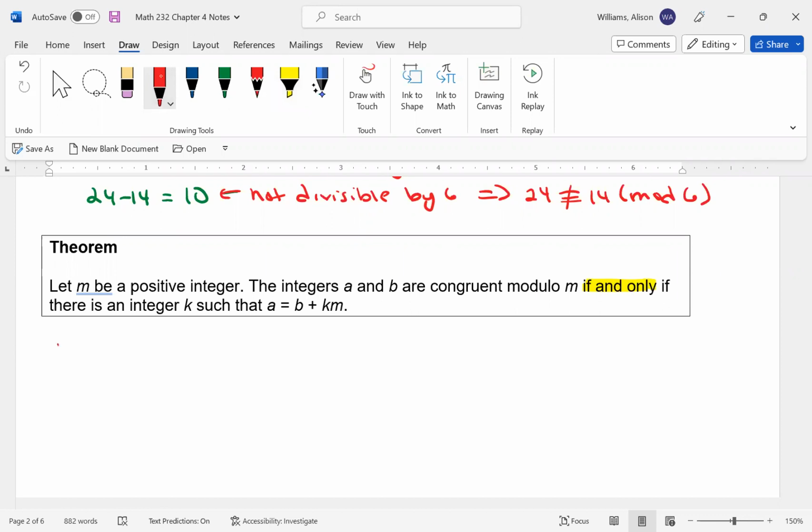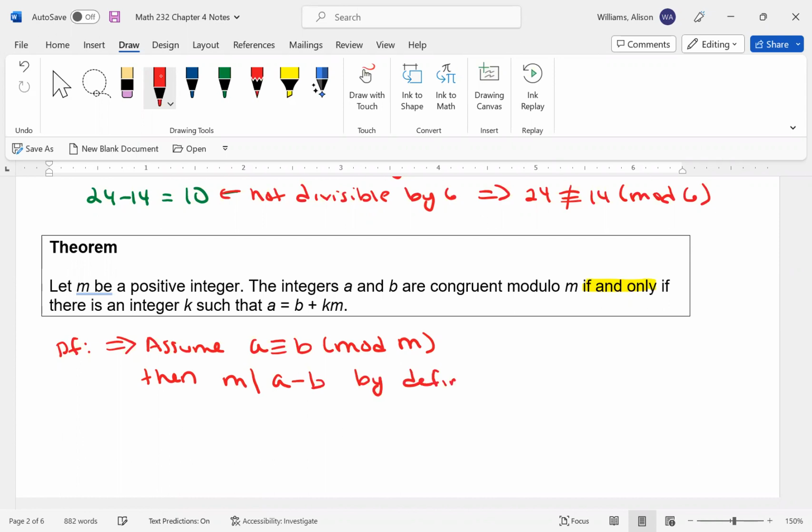When I set this up, for ease, I'm going to show the direction I'm working. So I'm going to start with the first statement and prove the second statement. I'm going to start by assuming A is congruent to B mod M. All right. Now, based on the definition, M divides A minus B by definition. That's the definition above.